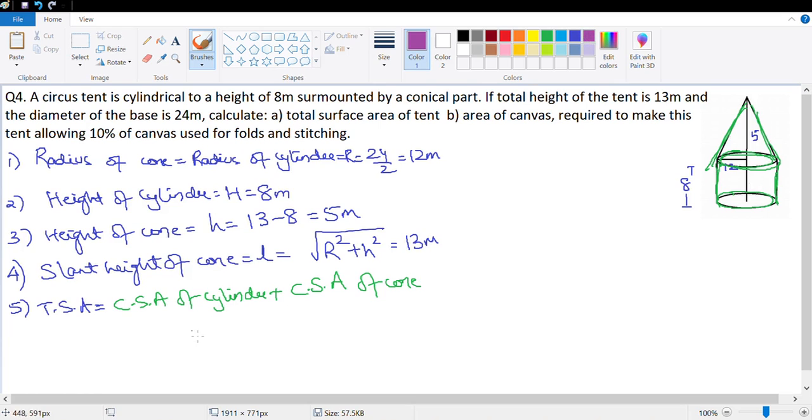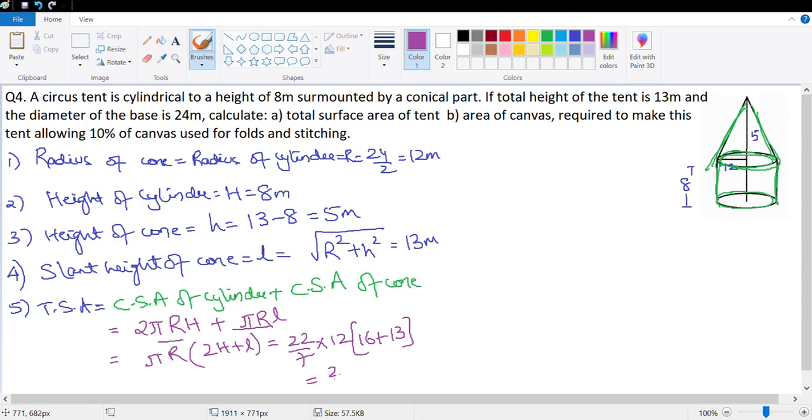So we know the curved surface area of cylinder is 2 pi RH and curved surface area of cone is pi RL. So let's take pi and r common. So I have pi r common, it leaves me with 2h plus L. Let's substitute values. 22 upon 7 into r, which is 12, multiplied with 2 times height, which is 16, plus L, which is 13. So this is 22 upon 7 into 12 into 29.